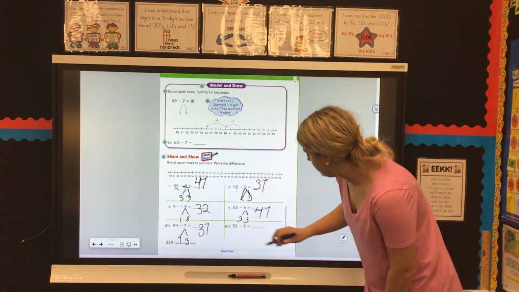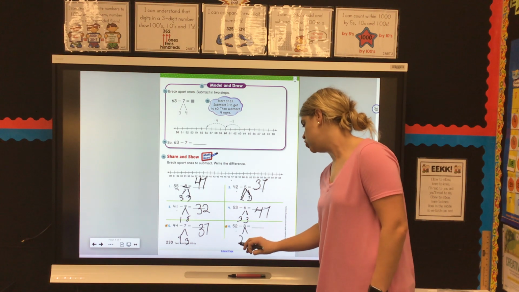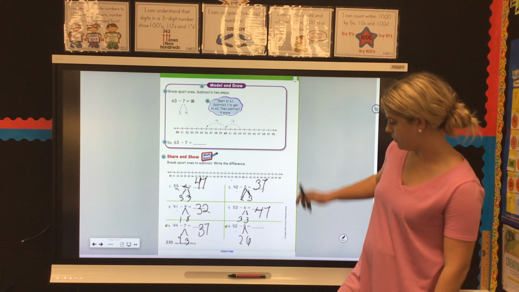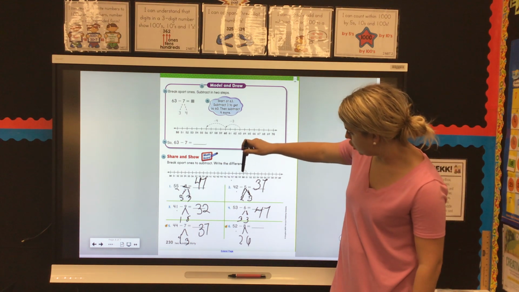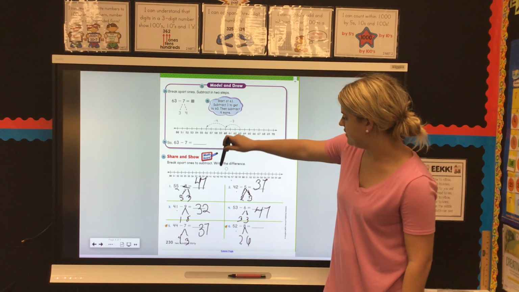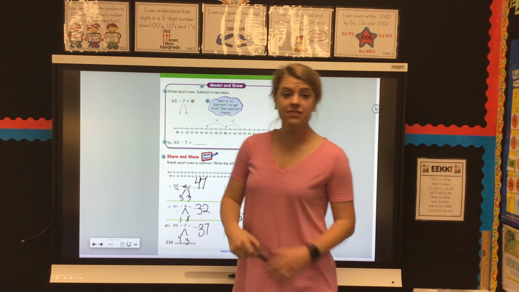And our last one, 52 minus 8. We're going to break 8 down into 2 plus something. 8 is equal to 2 plus 6. So here we go. 52, 1, 2, and then going back 6. 1, 2, 3, 4, 5, 6. Our answer is 44. Very good.